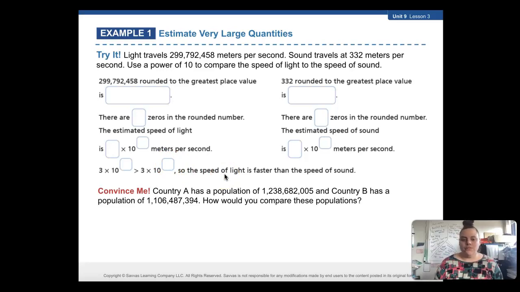Fill this out now. You should get in the end 3 times 10 to the 8th is greater than 3 times 10 to the 2nd.